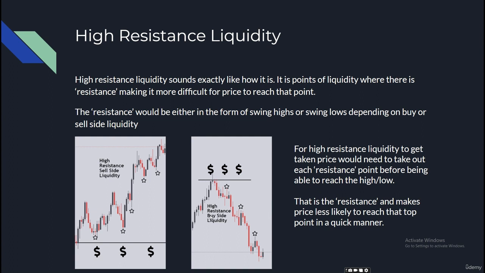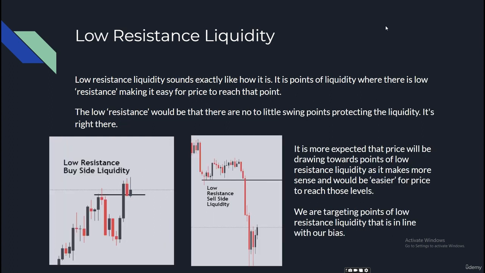Now, on the other hand, we have low resistance liquidity. And low resistance liquidity sounds exactly like how it is. Same thing: it's points of liquidity where there is low resistance, making it easy for price to reach that point. The low resistance is just that there's nothing protecting it. There are no swing points. It's just there for the market to take.